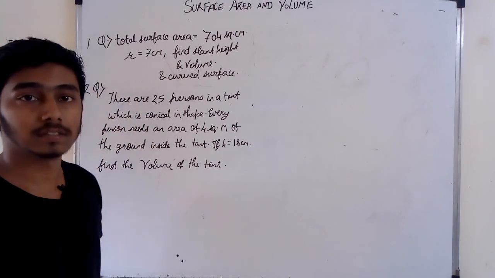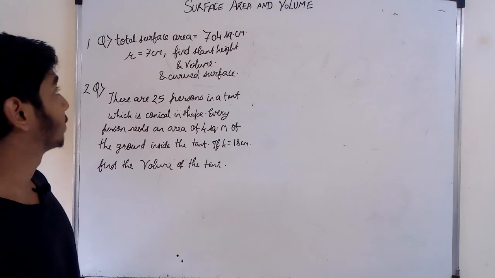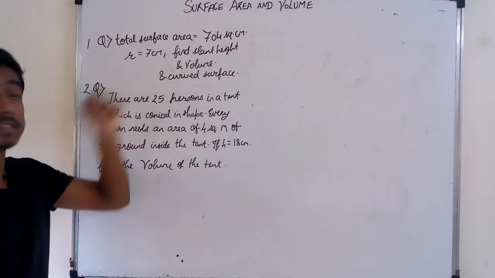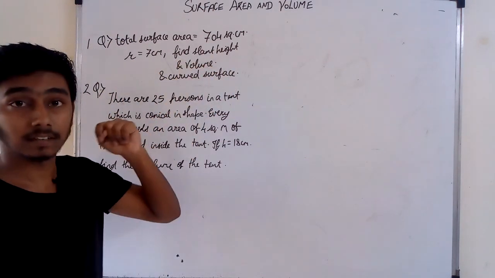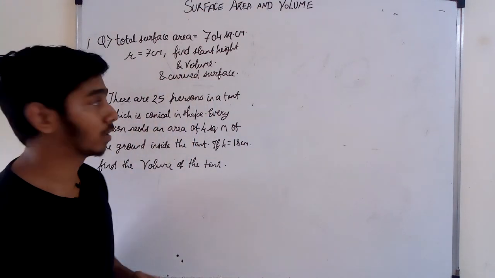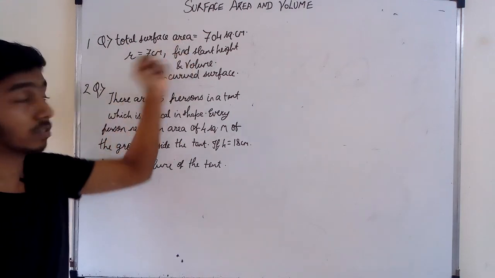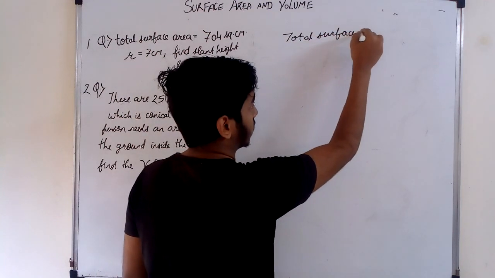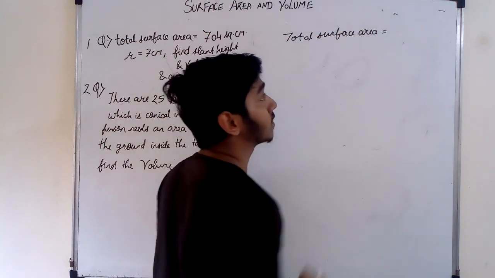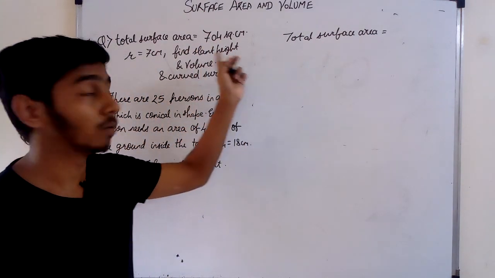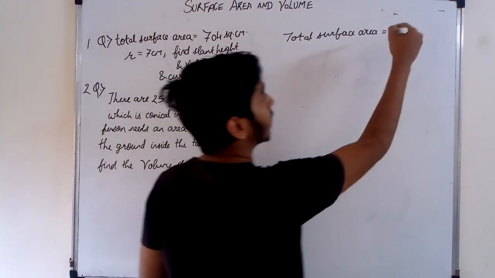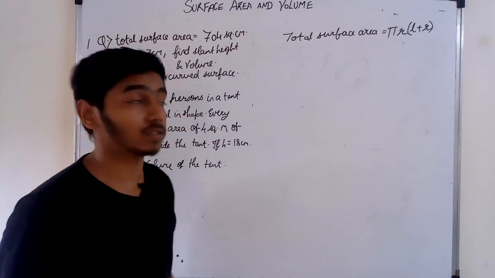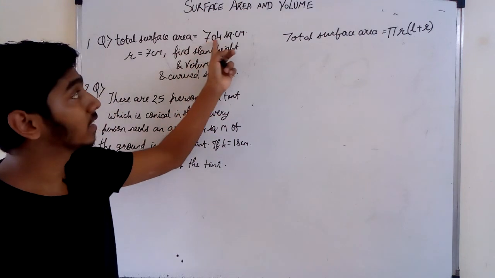So let us see some questions based on the formulas which we found. Total surface area is 704 square centimeter, given to us. Radius is 7 centimeter. What are we supposed to find? Slant height, then volume and curved surface. So let's see how we do. Now you know the total surface area. You know the formula for it. For the cone, total surface area of the cone is pi r into l plus r. Yes or no?